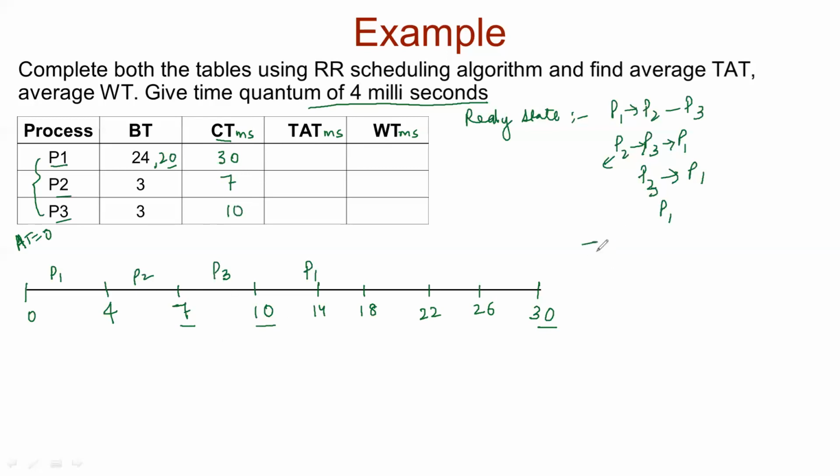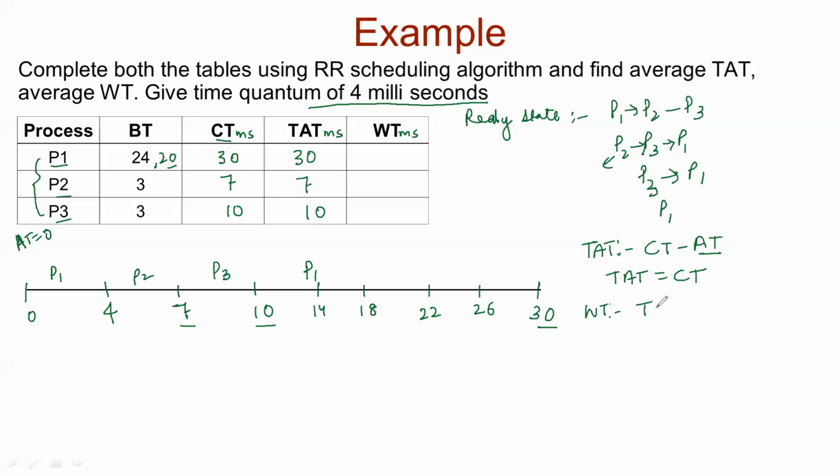Now turnaround time. Turnaround time is the difference of completion time and arrival time. It is a time for which a process remains in the system. Since arrival time of all processes is 0, turnaround time is equal to completion time. We'll copy the completion time in turnaround time.